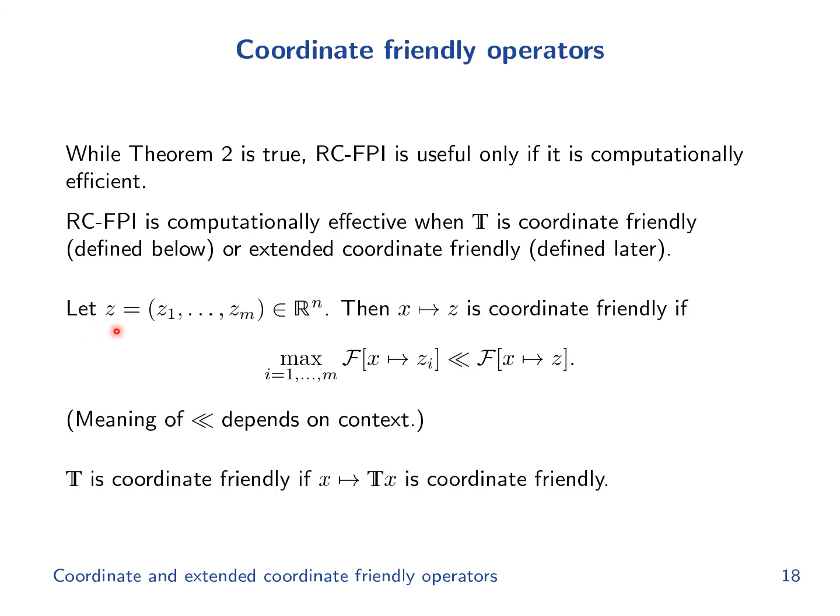So consider a partition of the point into m disjoint blocks. We say a mapping x to z is coordinate-friendly if the worst cost of computing a block of z is much less than the cost of computing all the blocks of z together, where much less than depends on the context. And we say an operator is coordinate-friendly if x maps to Tx, that is, computing one mapping under the operator, is coordinate-friendly.